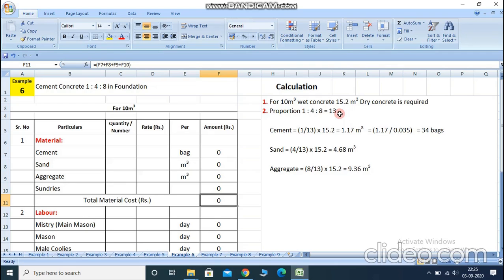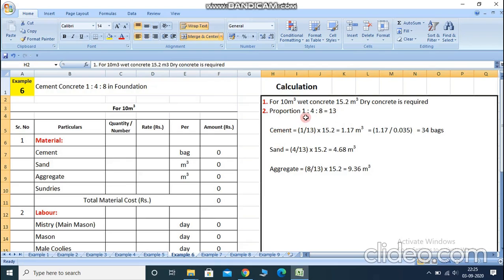Now let's start the calculation of the material. In the material quantity, first we calculate the cement quantity. Here the ratio is given as 1:4:8. So the summation of 1 plus 4 plus 8, the value we get is 13.